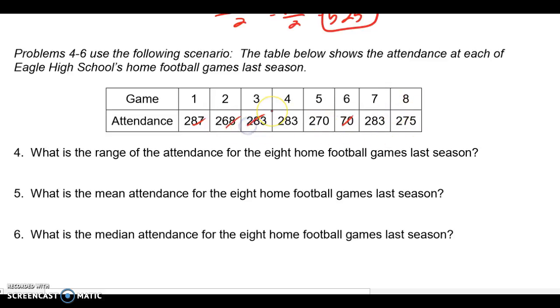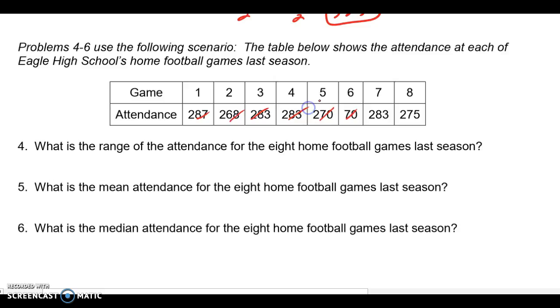Let's see, those. And then our median would be those numbers there. We average those out.